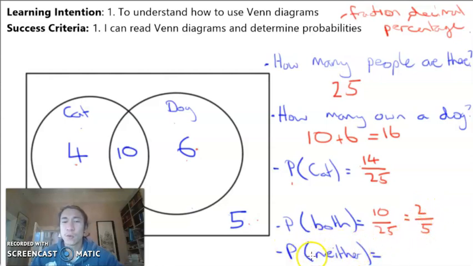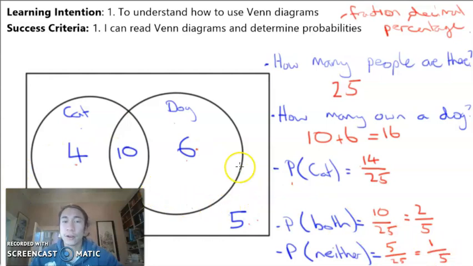The last question is, what is the probability of picking somebody at random, thinking fraction, decimal, or percentage, and they have neither? If they're inside the circles, they have at least a cat or a dog or both, but the people outside have neither. So there's 5 of them altogether, and there's 25 people altogether, and that can be simplified as well to 1/5.